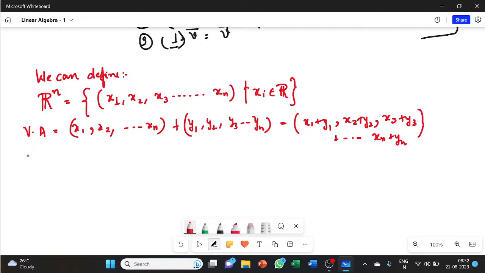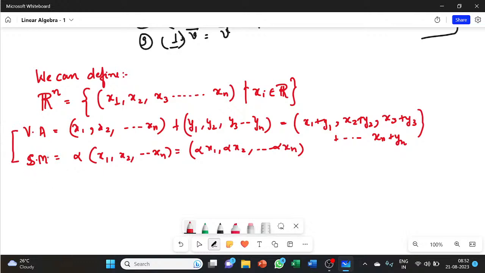This is first, and secondly I'm defining a vector scalar multiplication. Scalar multiplication implies alpha times x1 comma x2 dash dash dash xn is equal to alpha x1, alpha x2, dash dash dash alpha xn. So it is quite easy to see that these two are well defined operations, and in accordance to these two operations, I can say that Rn over R forms a vector space. So I can say that Rn forms a vector space over R.